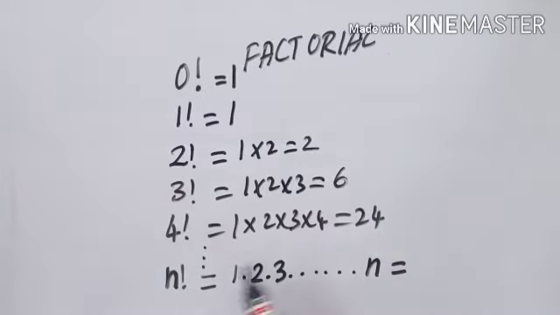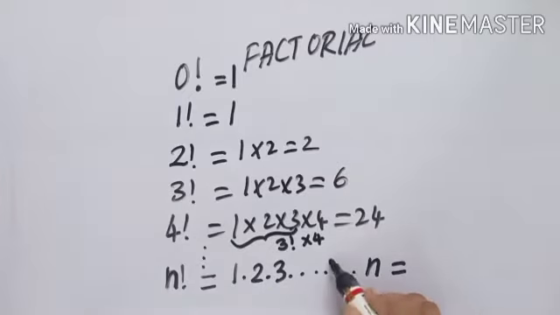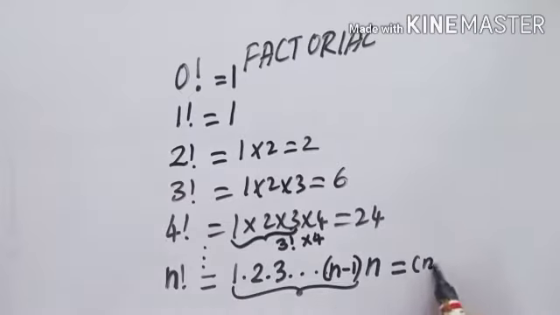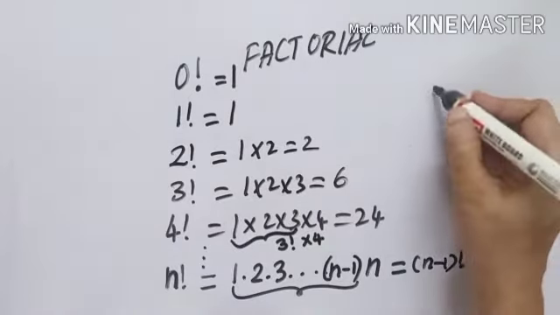Can I rewrite this in any other model? Look at this. 1, 2, 3, 4 can be written as 3 factorial into 4. The same idea for n. The previous number is n minus 1. So I can write it as n minus 1 factorial into n. So most of the problems we use these ideas.